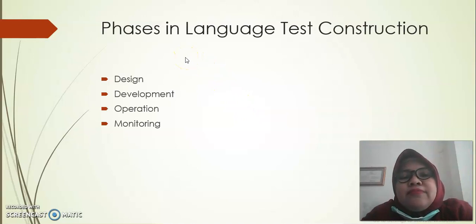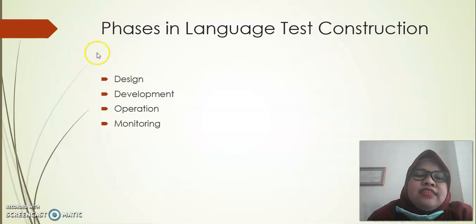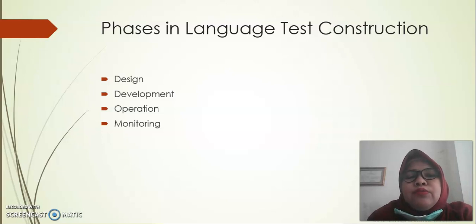Now, what are the phases in language test construction? The first phase is to design the test. In order to design the test, we need to consider the characteristics of our students, that is, the level of our students, which influences the testing materials that we are going to give to them. And also the topic of the language test that we are going to give to the students.